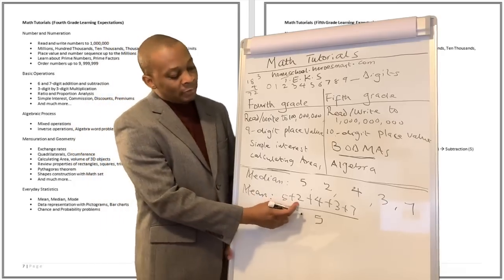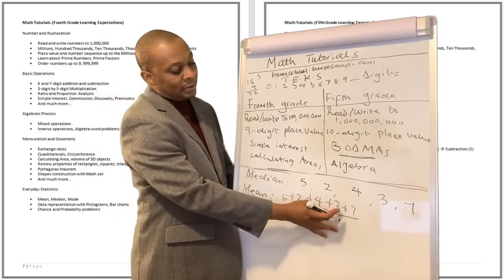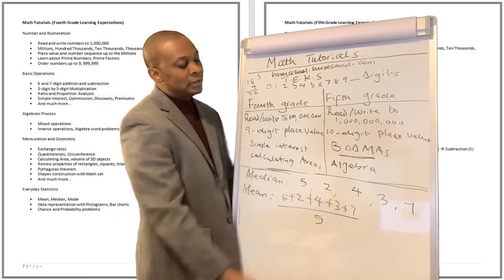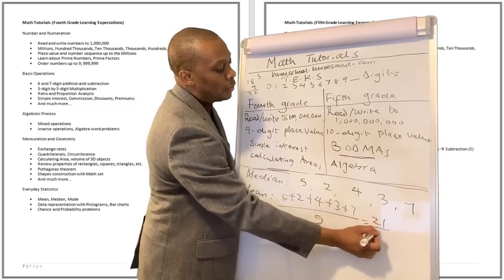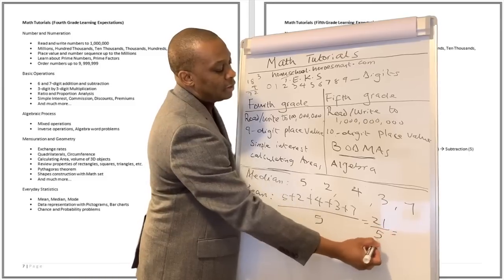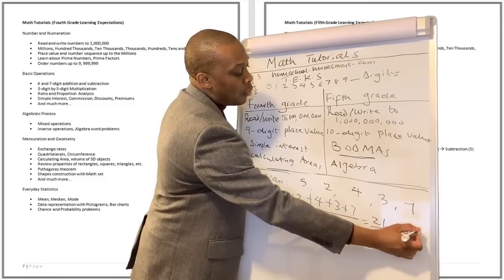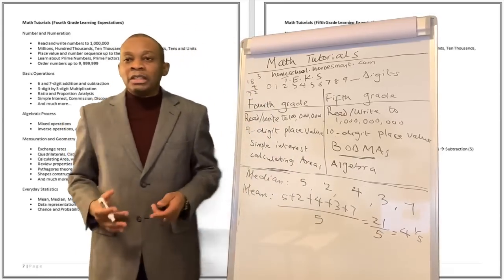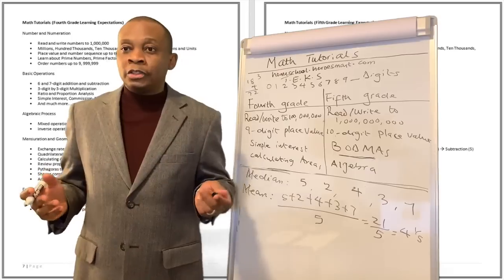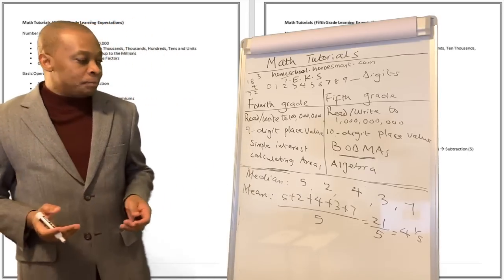5 plus 2 is 7, 7 plus 4 is 11, 11 plus 3 is 14, and 14 plus 7 is going to be equivalent to 21. So 21 divided by 5, which is going to be 4 and 1/5 over there. So that's going to be the mean. The mean is going to be equivalent to the average of a set of numbers.